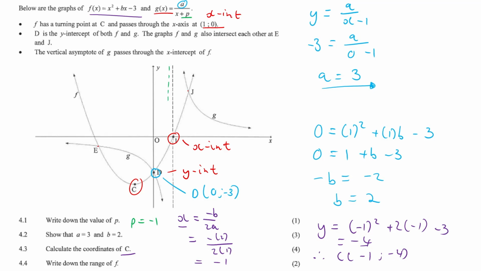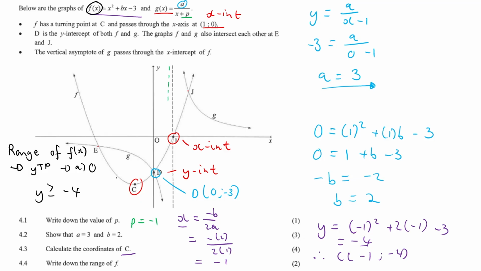Last question, 4.4. Write down the range of f. So the range of f, that would be the range of our parabola. I'm using black now, I'm just going to do the answer here. Well, when calculating our range, we always utilize our y turning point. So the y turning point is absolutely key here. And given that our a value is positive, it's greater than 0, our range is going to be y is greater than or equal to negative 4.